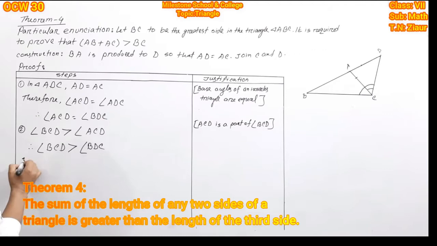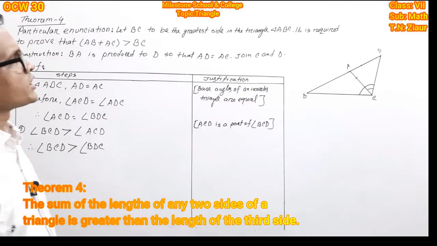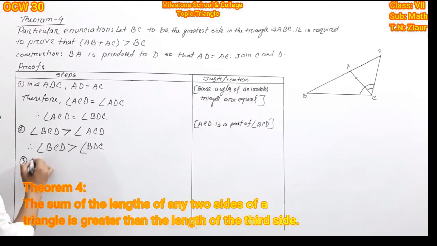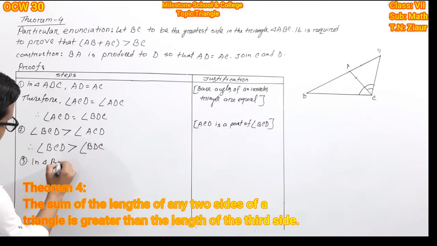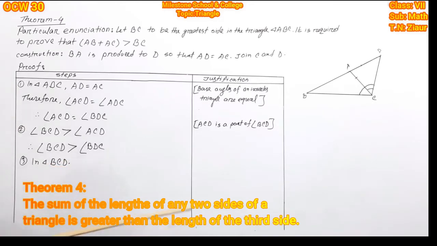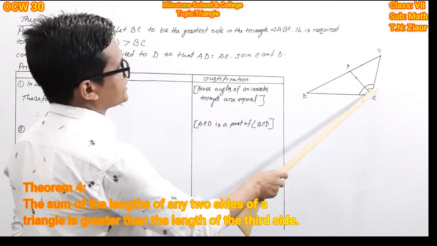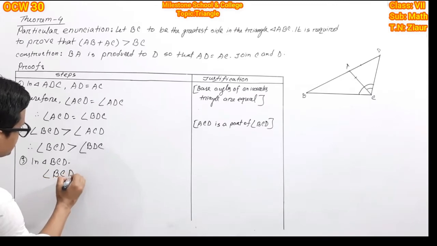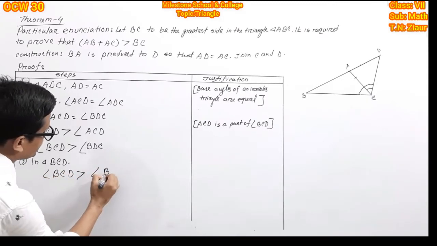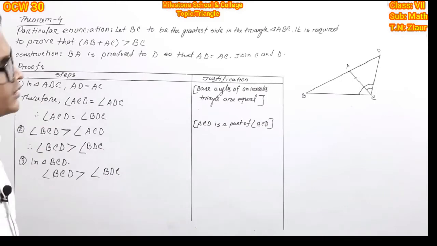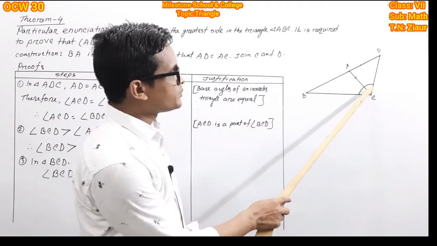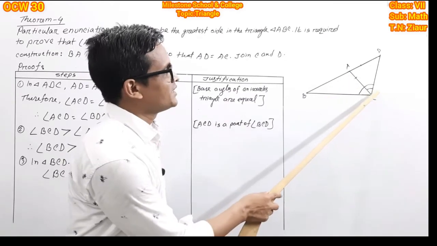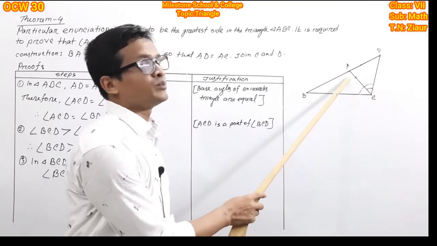So now step 3. Students, you know I have already told you, in triangle BCD, here this angle is greater, so just write angle BCD is greater than angle BDC. I have already told you, if this angle is greater, the opposite side will be greater.